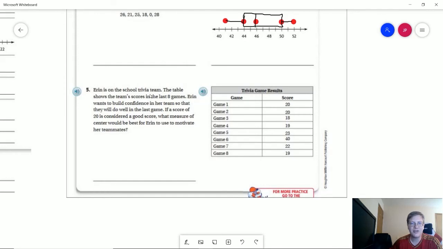And our last question, number 5, we have team scores. We want at least a score of 20 to be considered a good score. So what measure of center would be best for Erin to use with these scores to motivate her teammates? So that concludes everything we are working with for today.